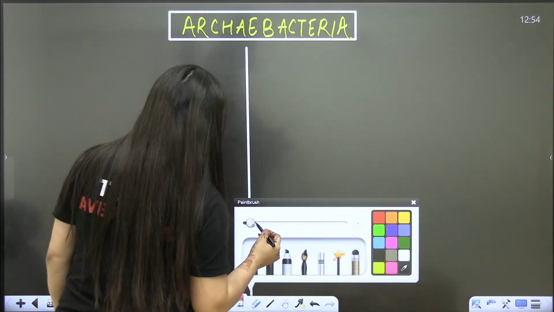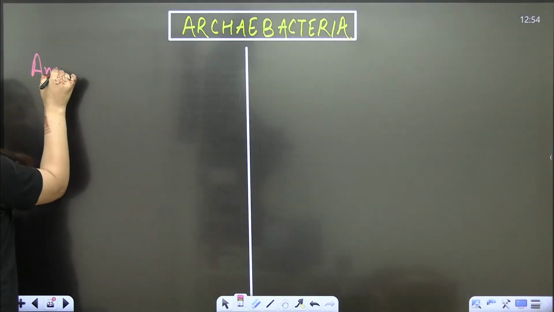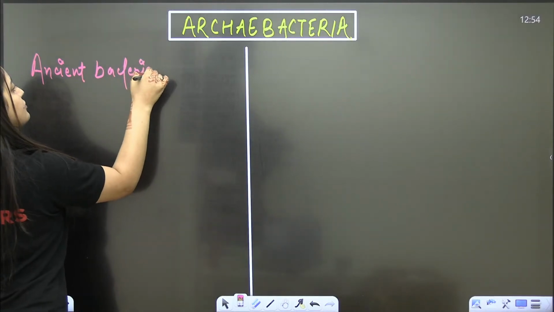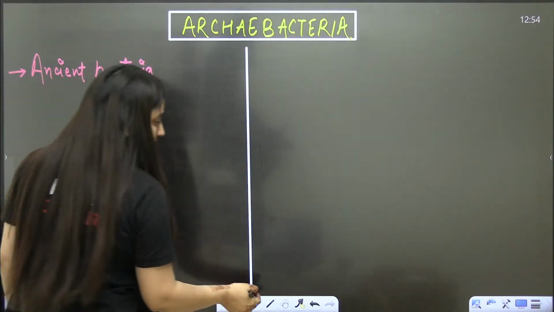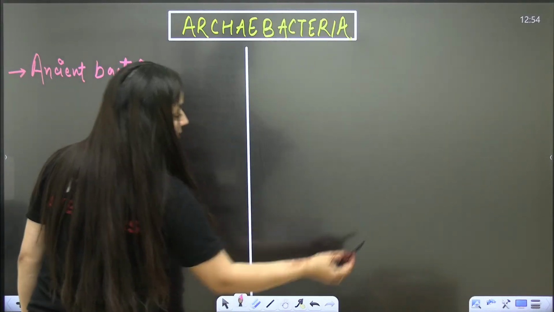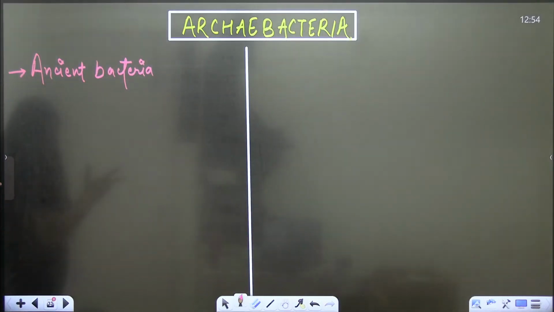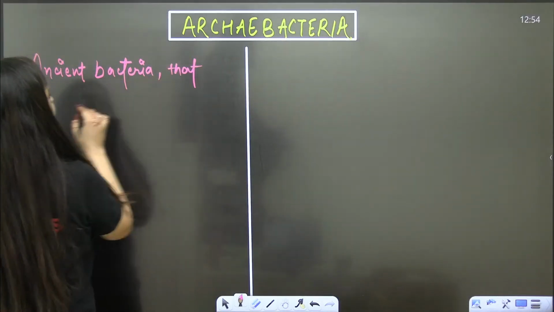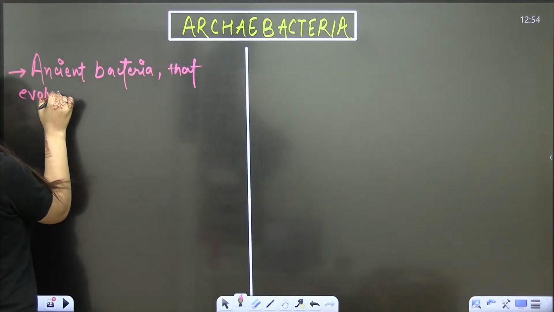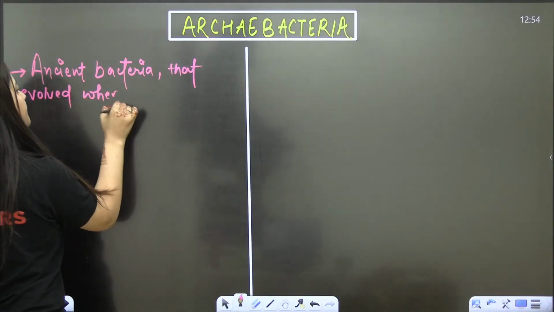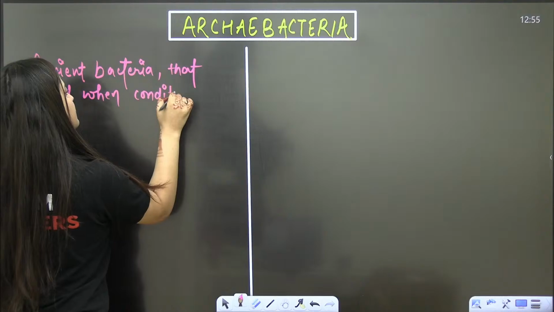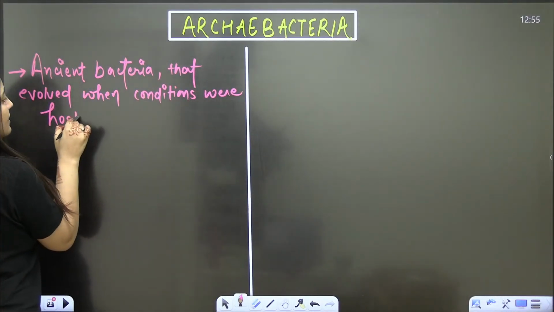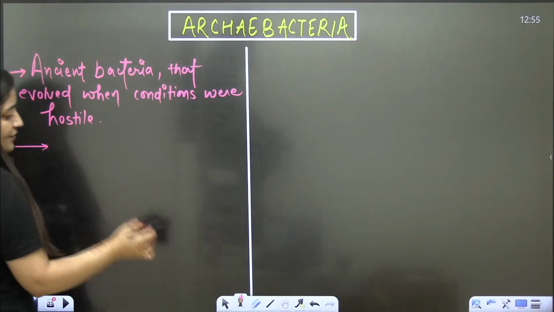Archaebacteria. One thing is, they are the ancient bacteria. They are very old. When conditions were hostile, they were present. Imagine when conditions were hostile. So they are the ancient bacteria that evolved when extreme conditions were there. Then they evolved, these Archaebacteria.